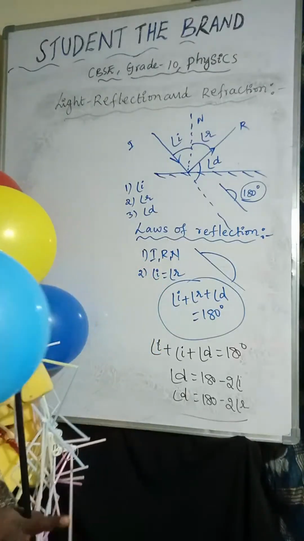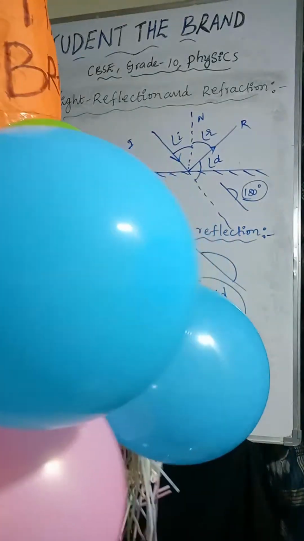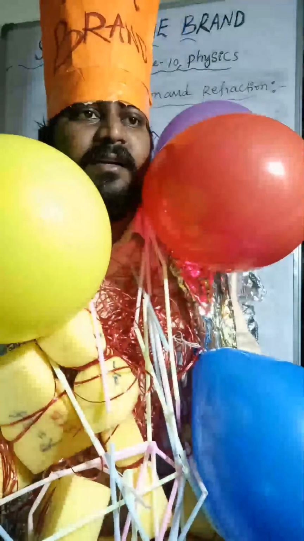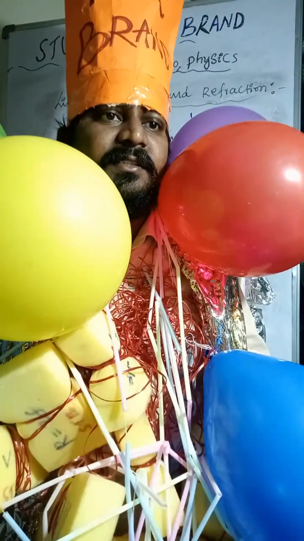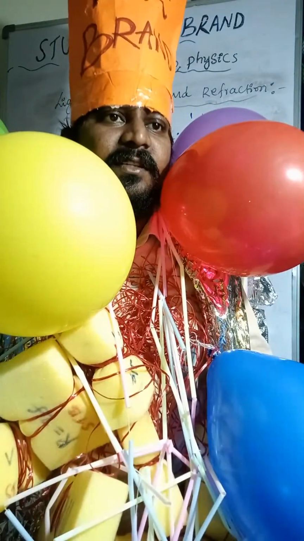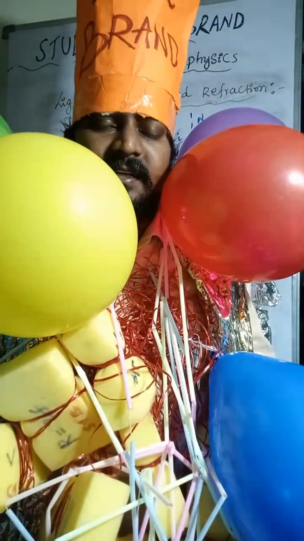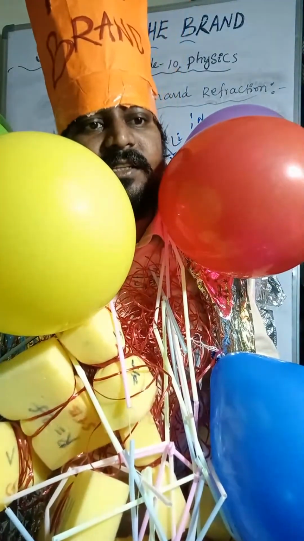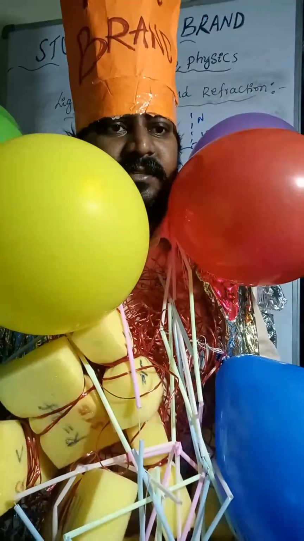The bouncing back of the light from the reflecting surface is called reflection of light. Now we will discuss regular reflection and irregular reflection. In regular reflection, if the incident light rays are parallel, then the reflected light rays are also parallel to each other. Irregular reflection means the incident light rays are parallel but the reflected light rays are not parallel to each other. Regular reflection takes place on a smooth surface. Irregular reflection takes place on a rough surface.